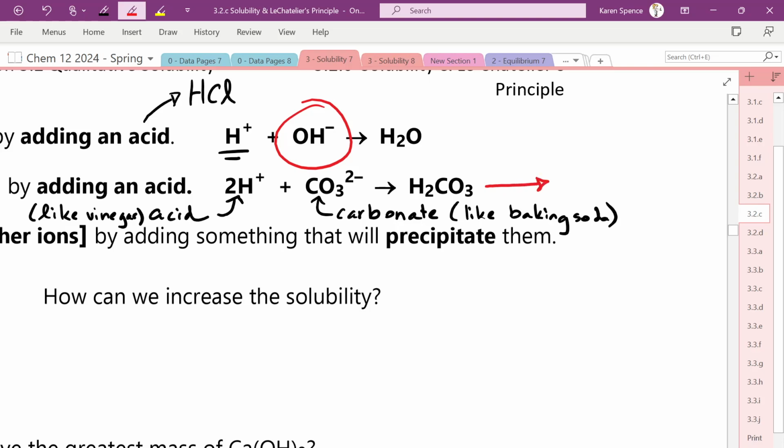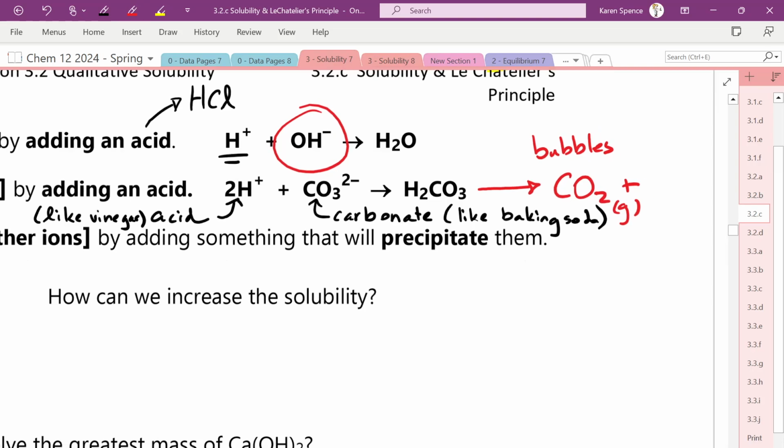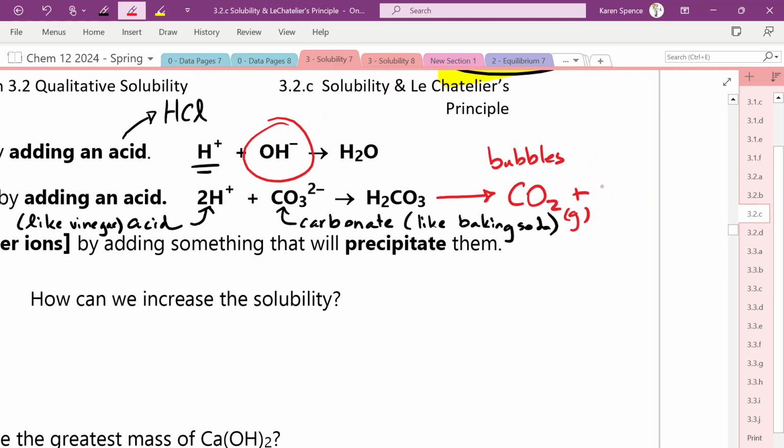And you remember how you said you got bubbles? What do you think those bubbles might be made of, given that you're starting with H2CO3? CO2, which is the bubbles. That's a gas. And what would our other product be? Water, H2O. So if you add an acid to a carbonate, it will react with the carbonate and make CO2 and H2O, which will cause the concentration of CO3 2- to decrease.